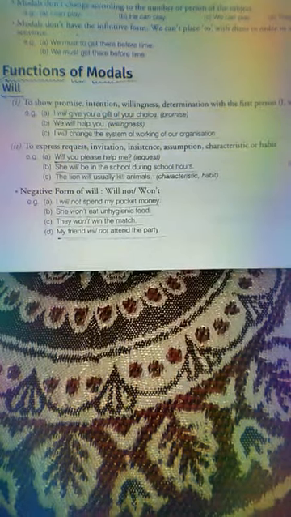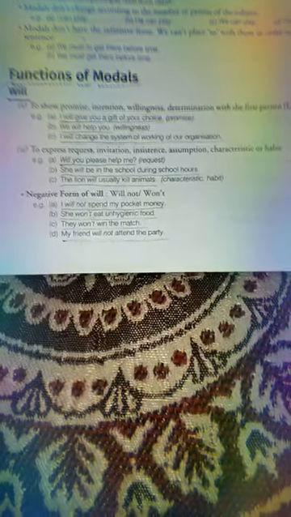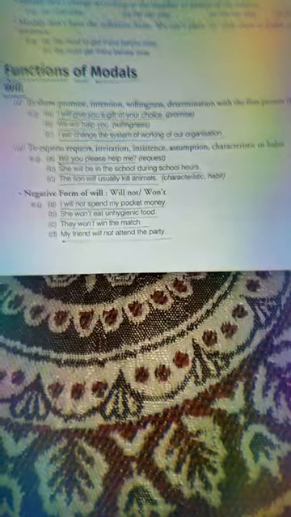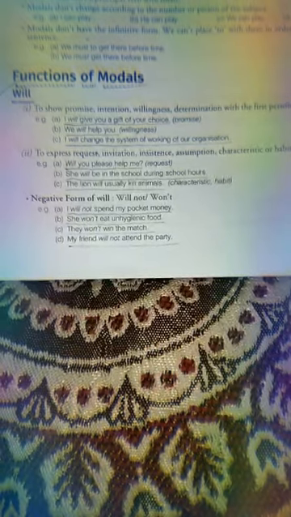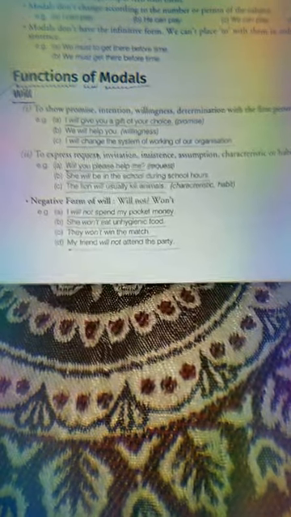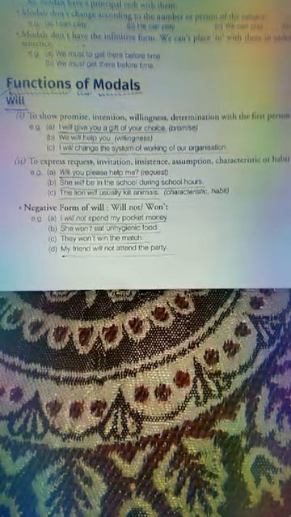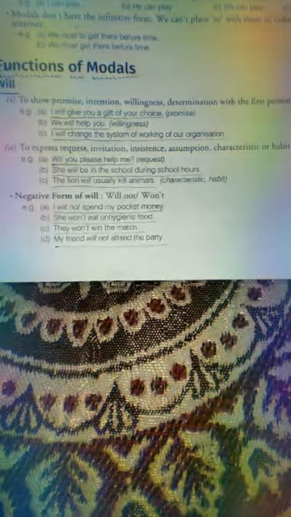Will and shall: first thing, with I, shall is used, and with the rest, will is used. But when it's all about willingness, determination, promise, will is used in place of shall, and shall is used in place of will. Let's see. Will shows permission, intention, willingness, determination, with the first person I. So will is used to take permission, intention, willingness, determination.